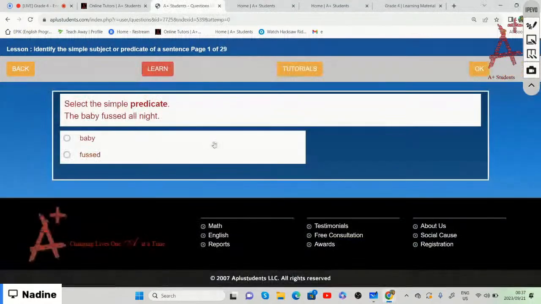All right, so now we're going on to our test, where we need to select the simple predicate. Remember, the simple predicate is the verb without all the other information or words that tell us about the noun, just the verb. The baby fussed all night. If we select the predicate, which is the verb, is it baby or fussed? What is the predicate within that sentence? Baby or fussed?